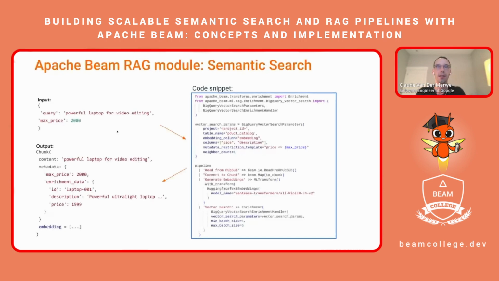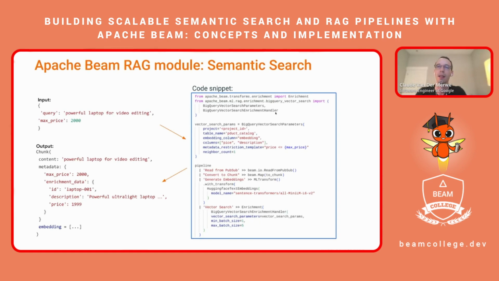Okay, now let's consider our pipeline. The user's query might be they want a powerful laptop for video editing with a maximum price of $2,000. So how do we achieve a pipeline that performs this vector search and returns the right product?